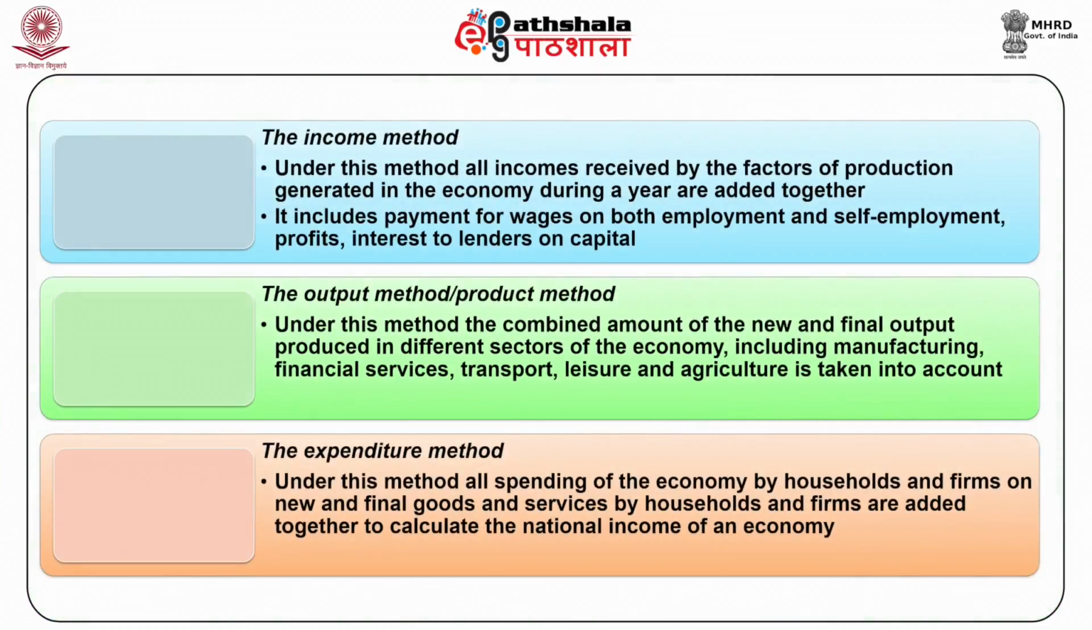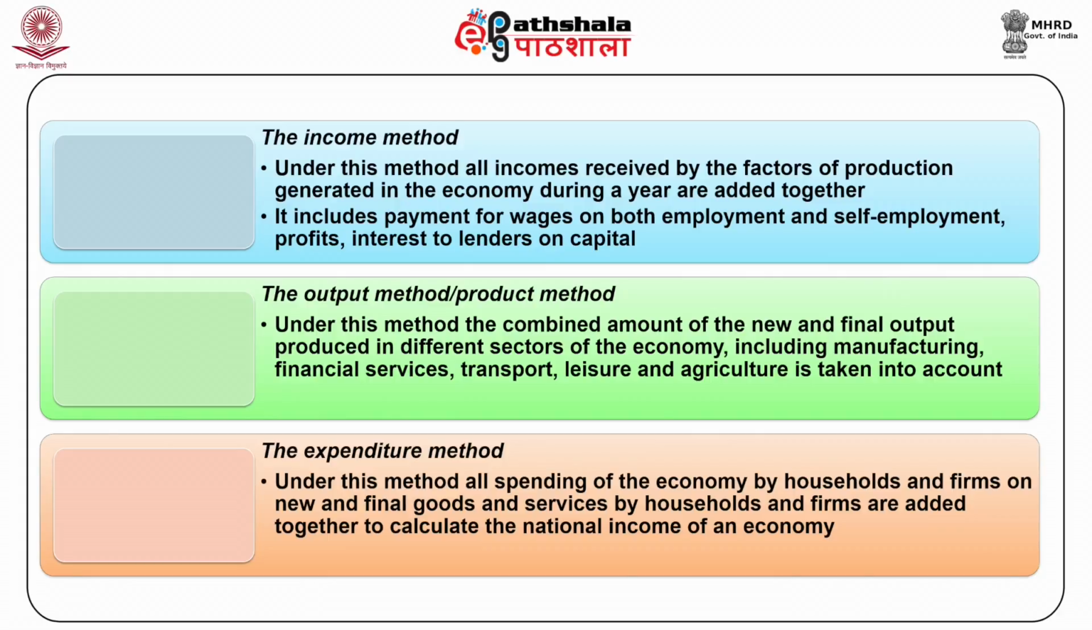First is the income method. Under this method, all incomes received by the factors of production generated in the economy during a year are added together. It includes payment for wages on both employment and self-employment, profits, interest to lenders on capital or rents to the owners of land. The second is the output method or product method.